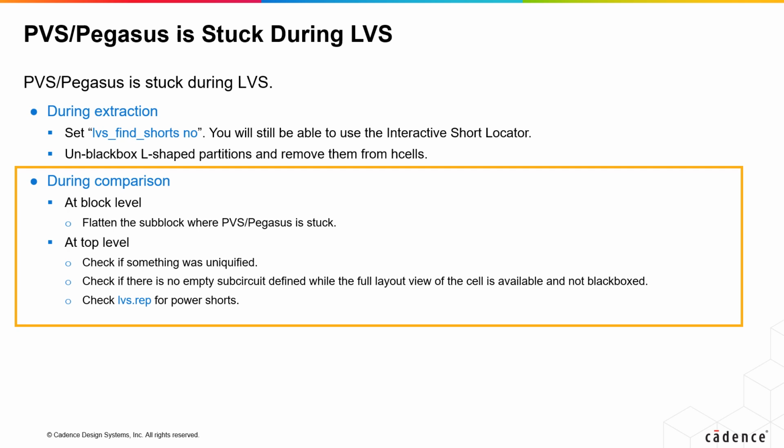At the top level, check if something was uniquified and if there is no empty subcircuit defined while the full layout view of the cell is available and not blackboxed. Also, check the LVS.rep file for power shorts. Using these tips and tricks, you can significantly speed up your LVS runs and make the process more efficient.